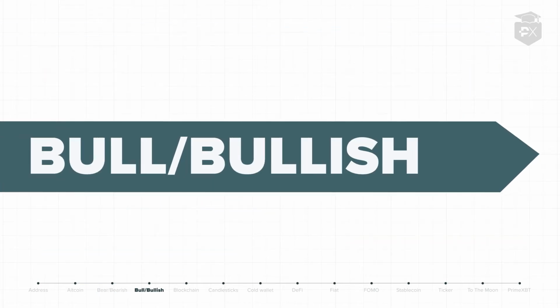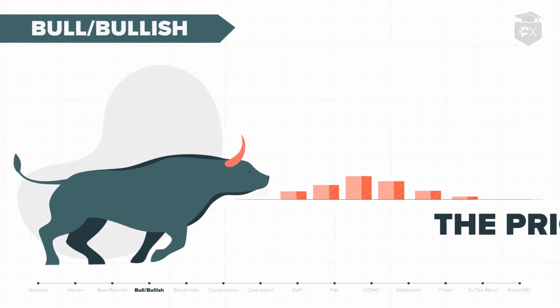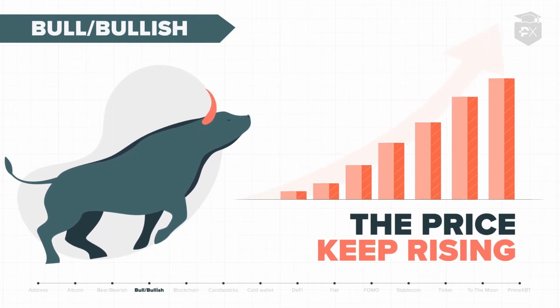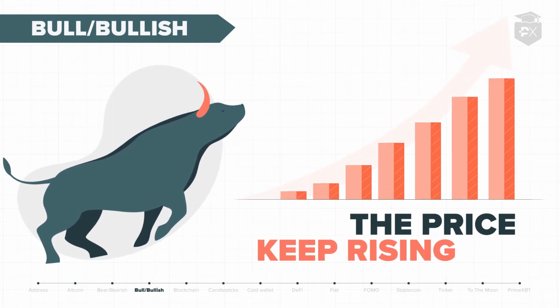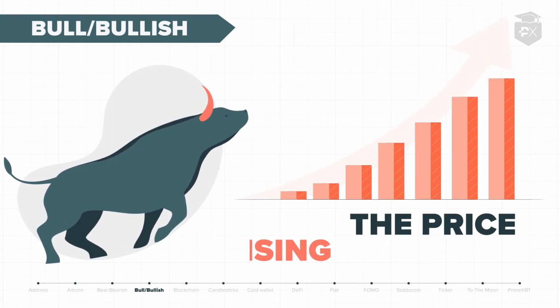Bull or bullish. If an asset continuously rises in price, that's called a bull market. Bullish is to be optimistic or positive on the current market conditions.